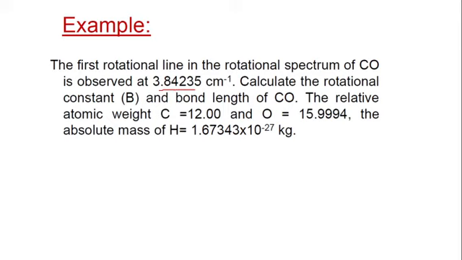Calculate the rotational constant B and bond length, that is the value of R of CO. The relative atomic weight of carbon is 12, oxygen having value 15.9994, and the absolute mass of hydrogen is 1.67343 into 10 raised to minus 27 kg. So how do we calculate the B and the bond length?